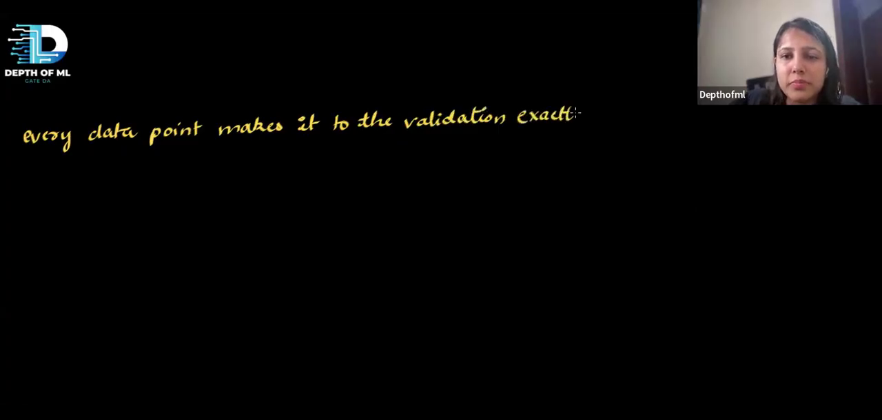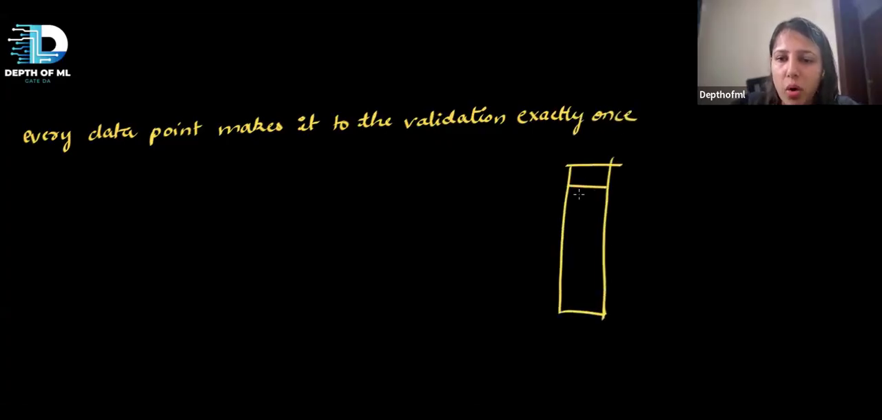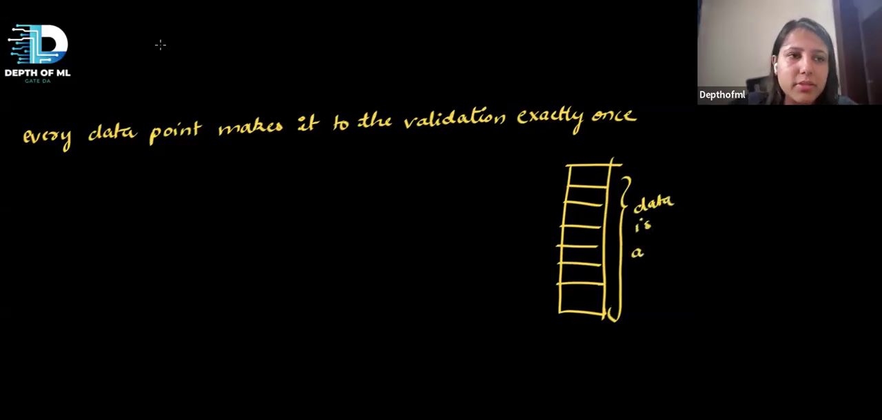Exactly once, right? Whatever data you have, you are using all of your data. Whatever folds you have, all of this data is exactly tested once, evaluated once. Okay. So this is how you do your K-fold cross-validation.